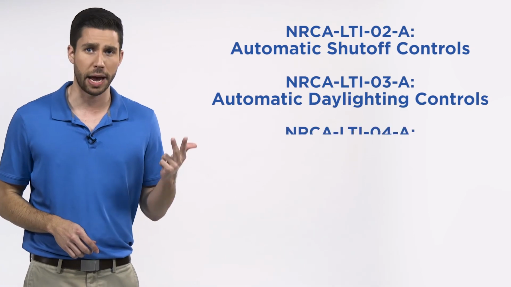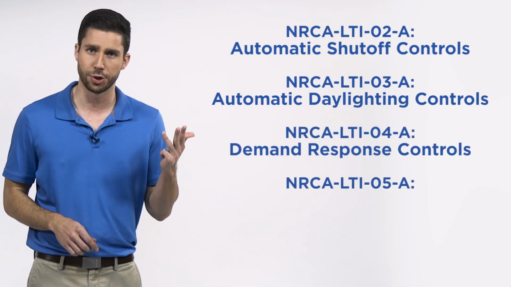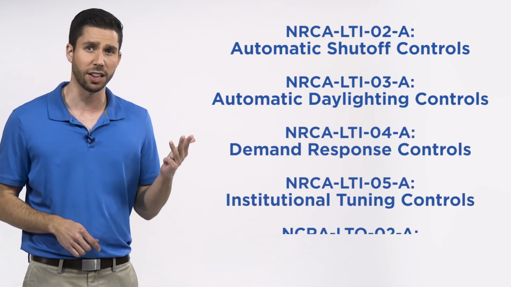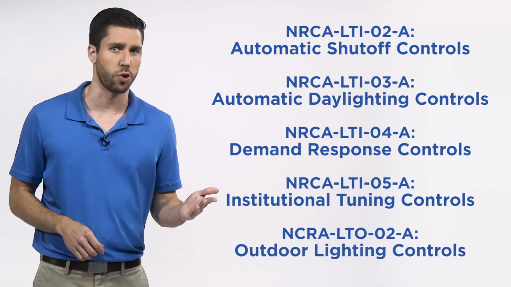Now that we've covered the required certificates, we're going to take a look at the specific lighting controls forms that are needed for this process. We'll also be discussing the methods that ATTs can use to submit these forms. There are 5 lighting controls forms to consider: automatic shutoff controls, automatic daylighting controls, demand response controls, institutional tuning controls, and finally, outdoor lighting controls.